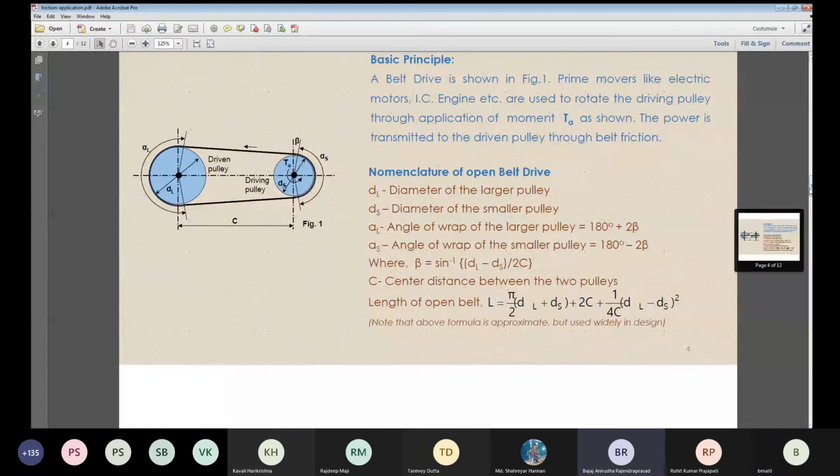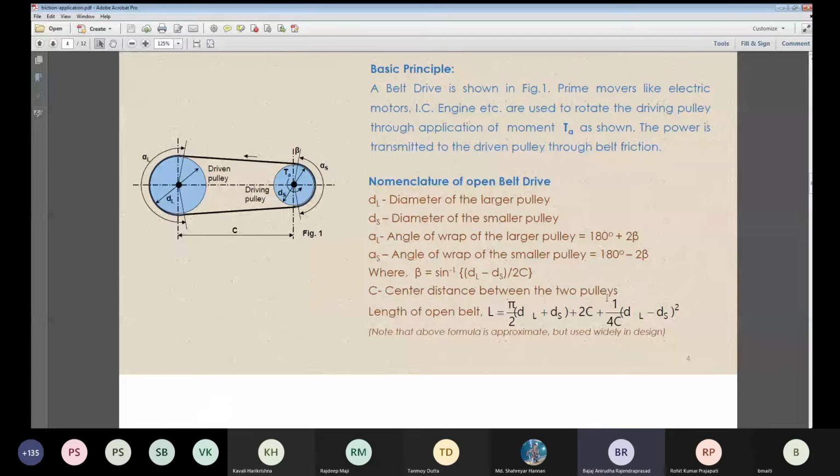Yes, the 1 by 4c in bracket dl minus ds square. Okay, sir, I did not understand that term. You do not have to understand it at this moment. I have written this note. This particular L2C is that this particular one, pi by 2. Pi by 2 means this radian of the DLDC.